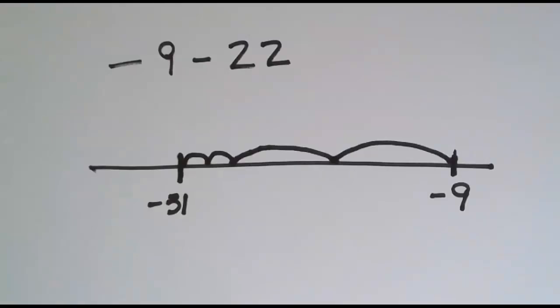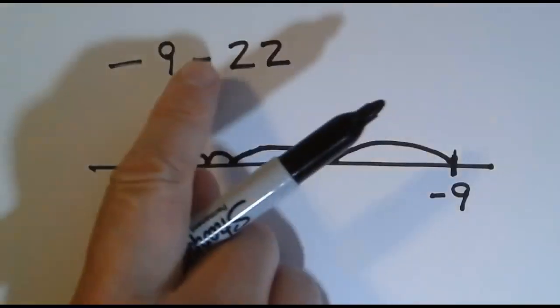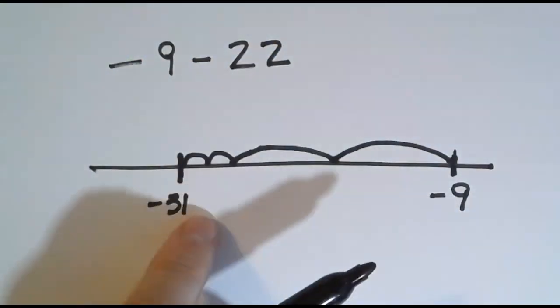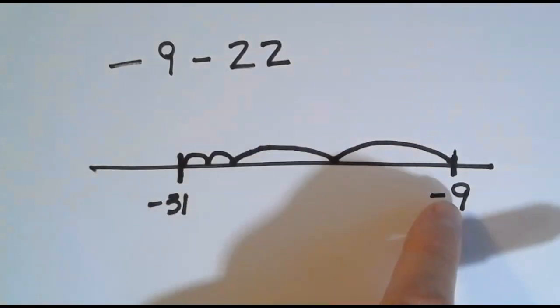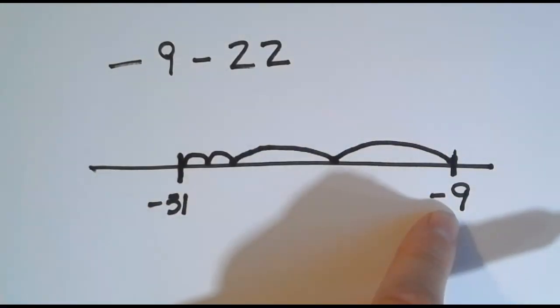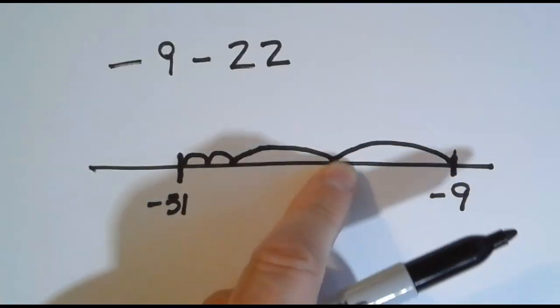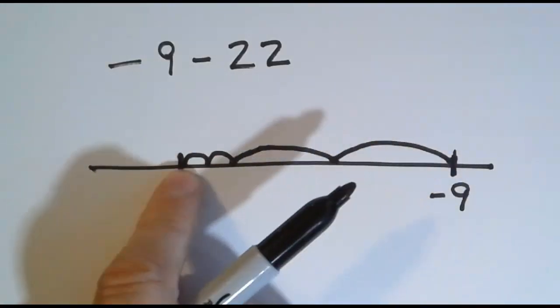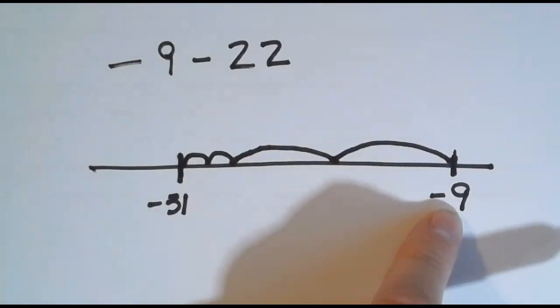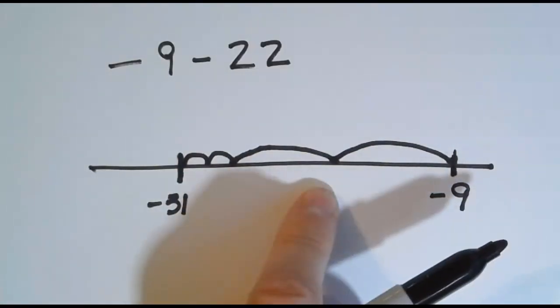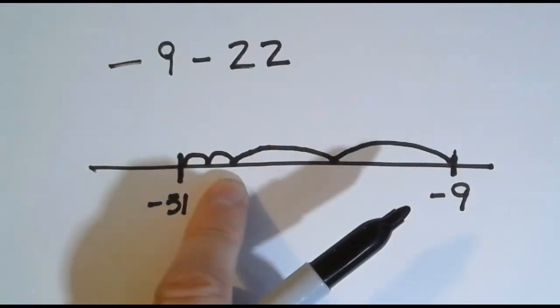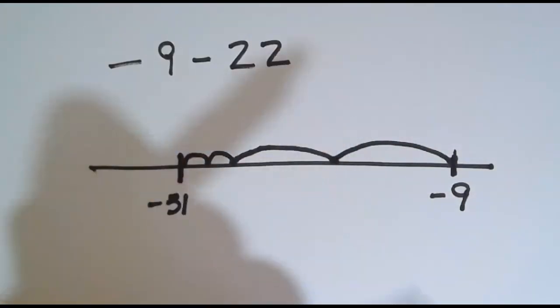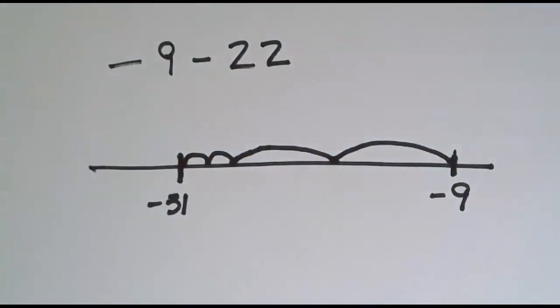Problem number 5, -9 minus 22. So since we're subtracting this time, we're going to the left on the number line, which means our numbers are getting smaller. We're going to start at -9, and we're going to go back 10, 20, 21, 22. So -9, -19, -29, -30, -31. Our answer to problem number 5 is -31.